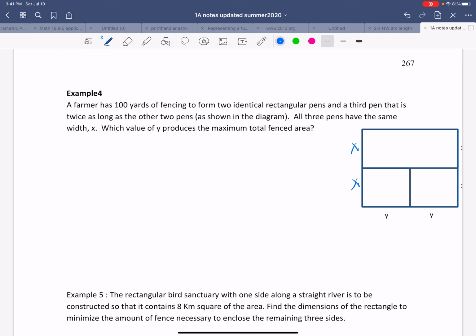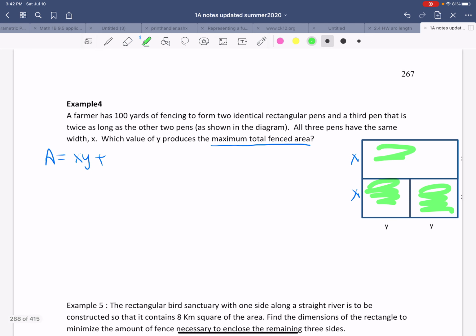Okay, so let's see. What are we going to do here? First of all, I want to find the maximum total area. Area is going to be xy for this piece. Area for this piece also will be xy. And area for this piece would be x times 2y. So xy plus xy plus 2xy, and that's 4xy. Area turns out to be 4xy.